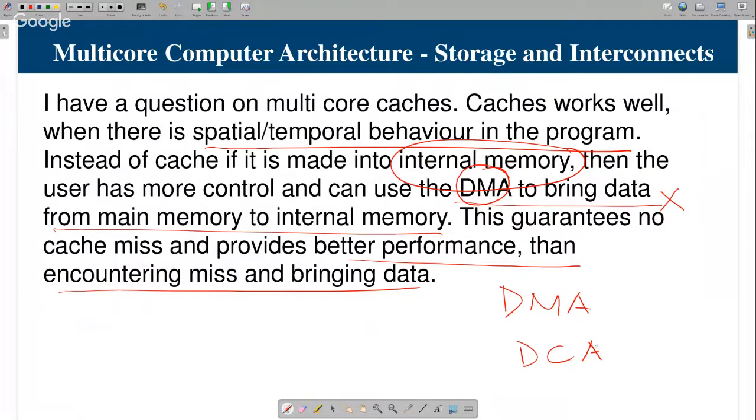If such a technique comes in future, then you may have mechanisms by which you can populate more data into the caches without encountering any cache misses. So the notion of having an internal memory and a circuit that populates it will improve performance. That is still not realized in the architecture community, but people may be working on this.